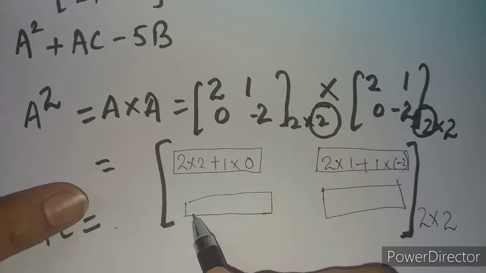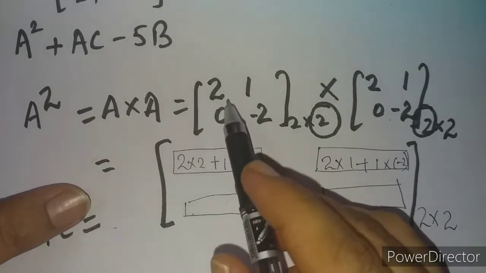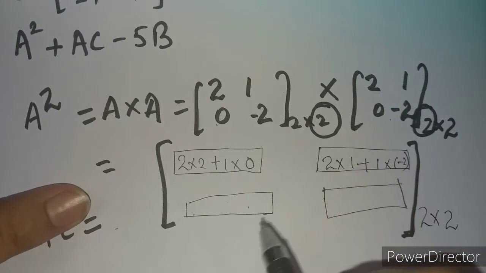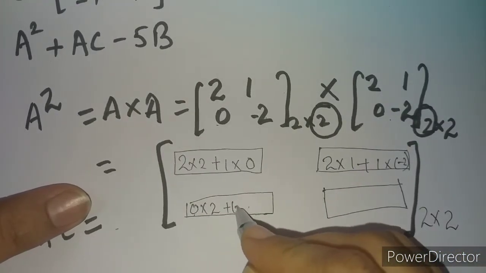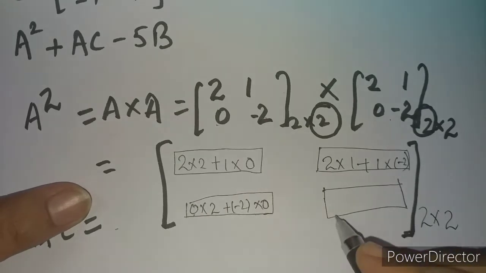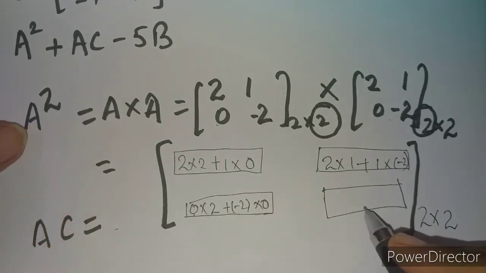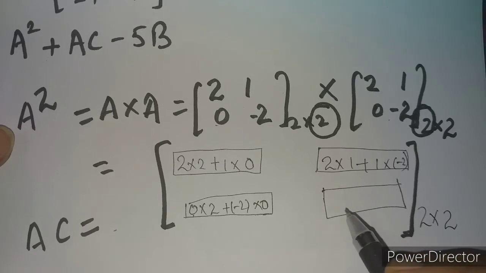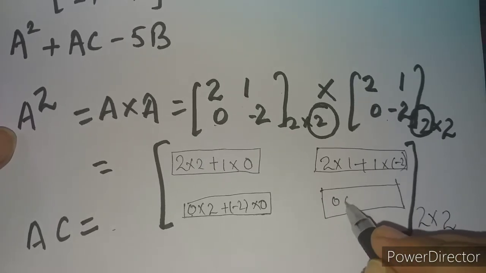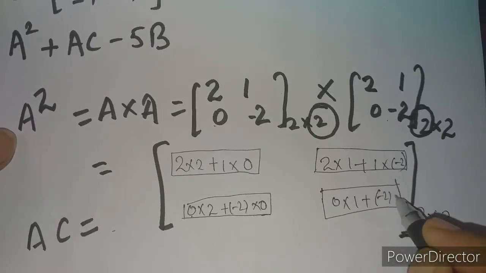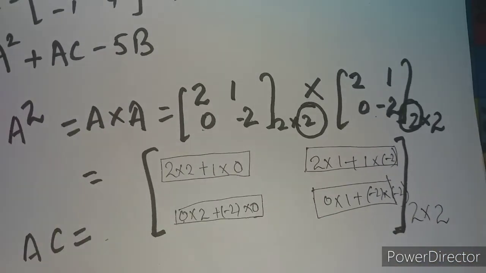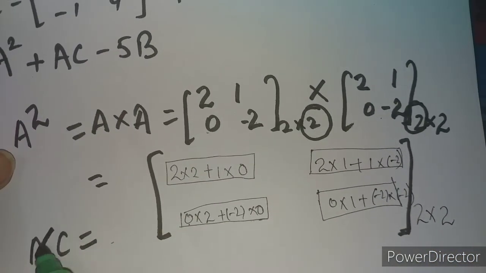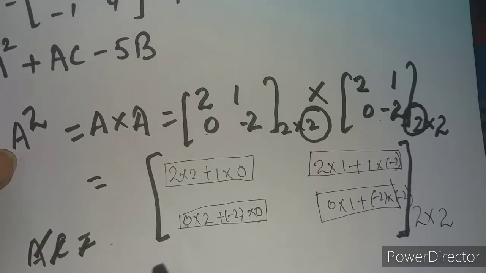This is the second row and the first column. So second row from here and first column from here. This will be simply 0 cross 2 plus minus 2 cross 0. Then the last one space to be filled is second row and the second column. So 0 cross 1 plus minus 2 cross minus 2 only, right? So once we solve this, I need to cut from here because still we need the space for this.